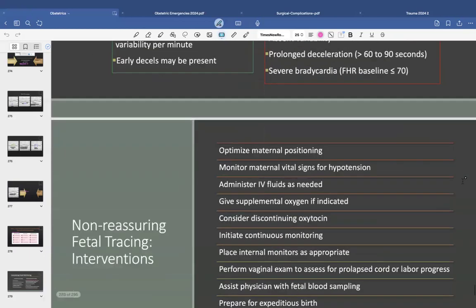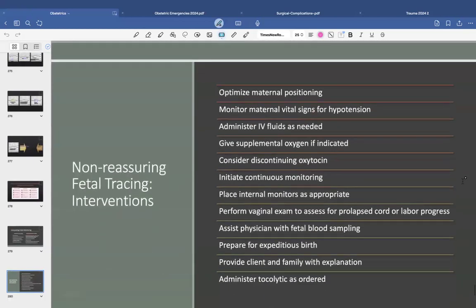So what do we do for this? Maternal repositioning, we talked about that. Sleeping on the left side is ideal. Being on the left side, positioning yourself, allows blood flow from the inferior vena cava. You want to monitor mom for hypotension. Give IV fluids as needed, oxygen as needed. Consider discontinuing oxytocin.